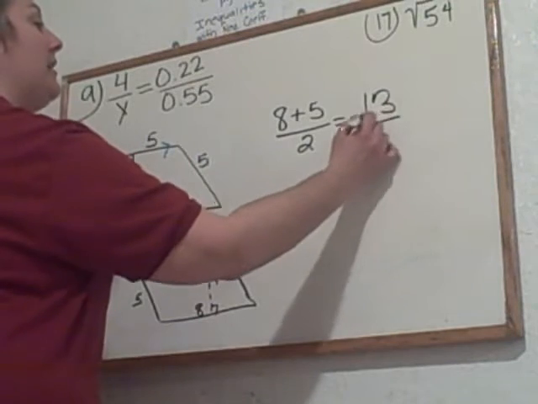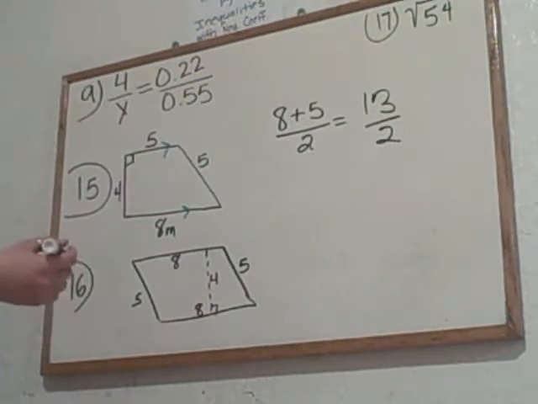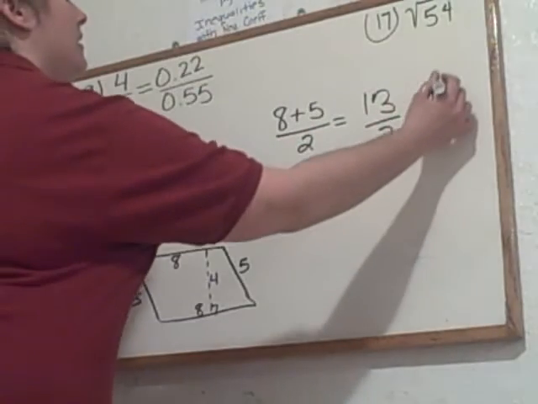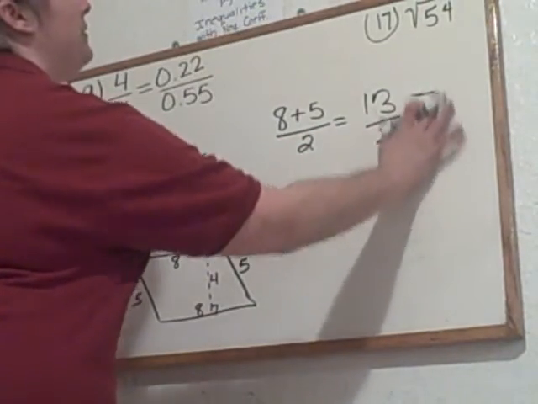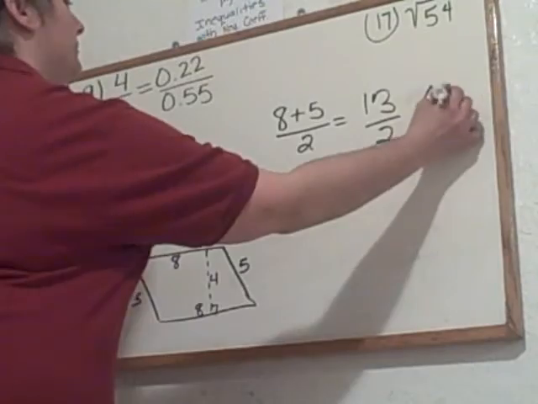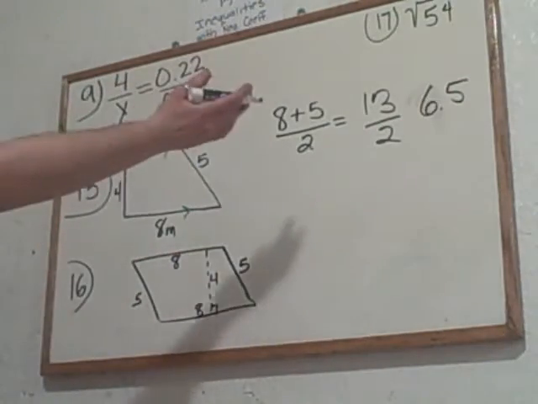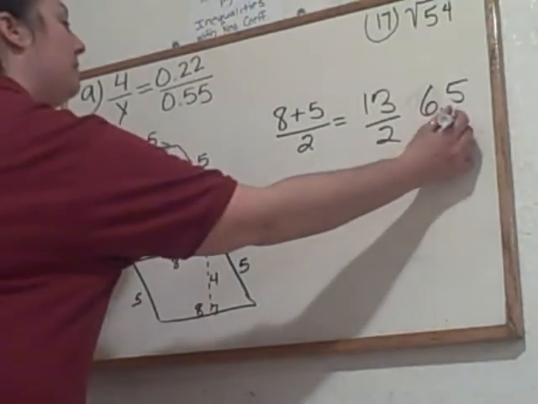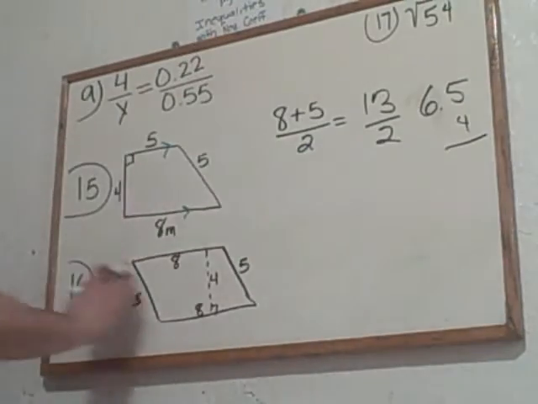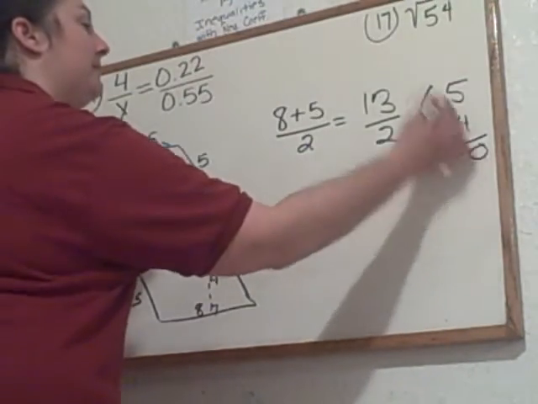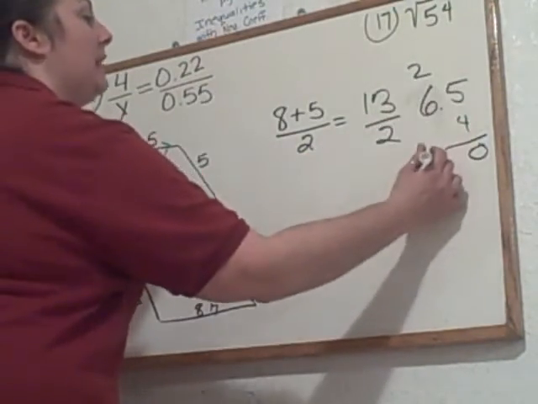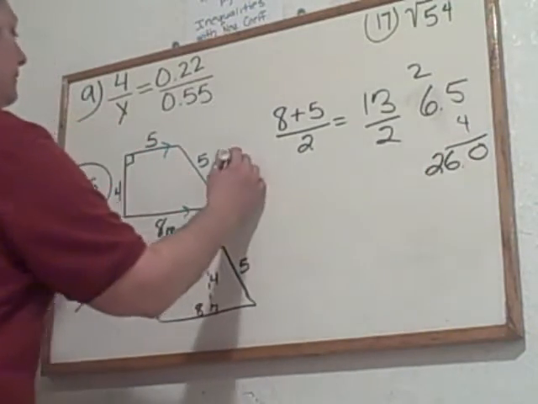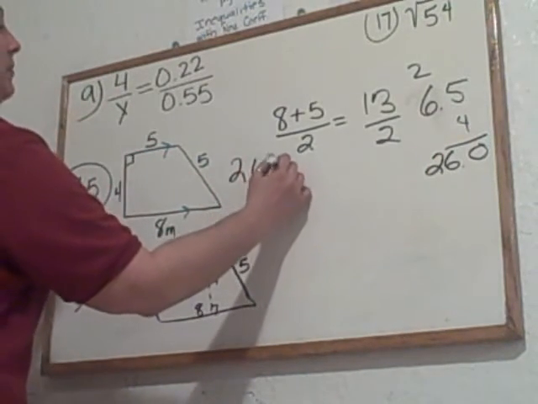Which is 13 divided by 2, which is 6.5. I take the 6.5 and I multiply it times 4 to find the area of the trapezoid. The area of the trapezoid is 26 meters squared.